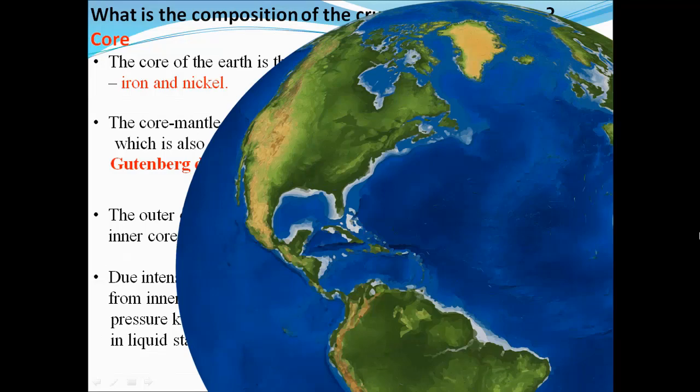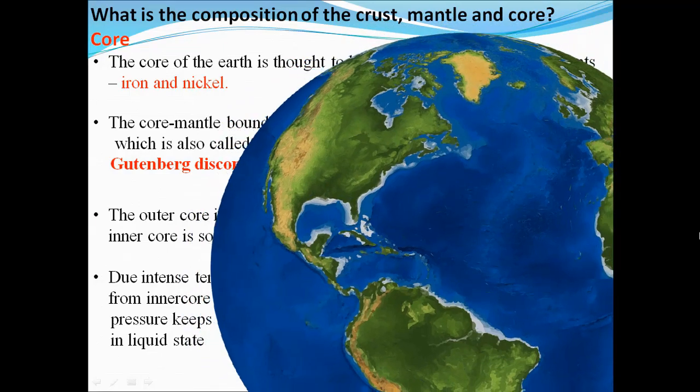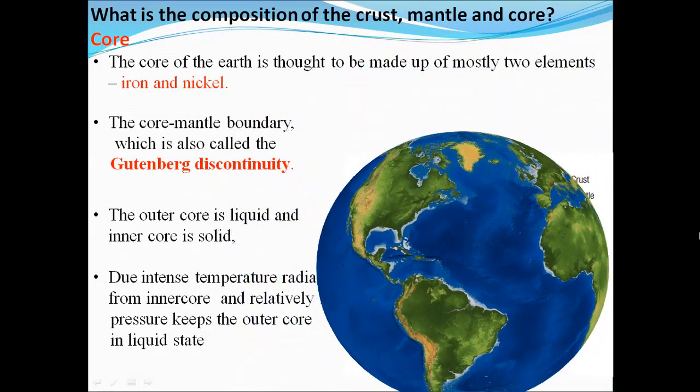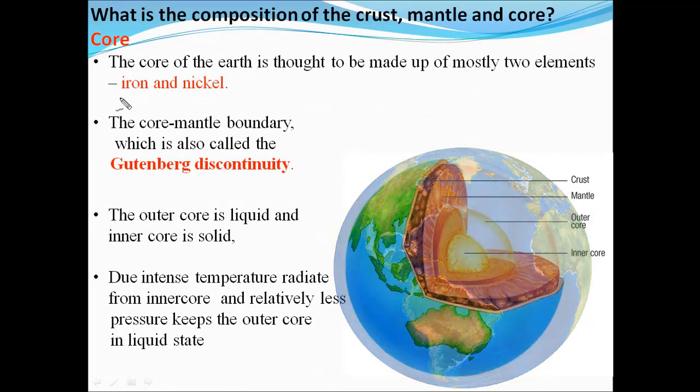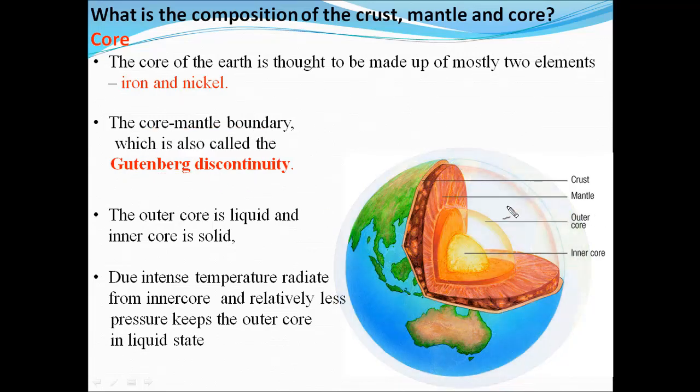Now we learn about the innermost layer of the earth, called the core. The core of the earth is thought to be made up of mostly two elements, iron and nickel. Iron and nickel are considered to be the more dense elements, with the highest density ranging between 10 to 14 gram per cubic centimeter. The core-mantle boundary is also called the Gutenberg discontinuity. As you can see in this diagram, where the mantle ends and the outer core starts, that boundary is called the Gutenberg discontinuity. The outer core is in the liquid form and inner core is in the solid form due to the lithostatic pressure. Due to intense temperature that radiates from the inner core and relatively less pressure, the outer core stays in the liquid state.